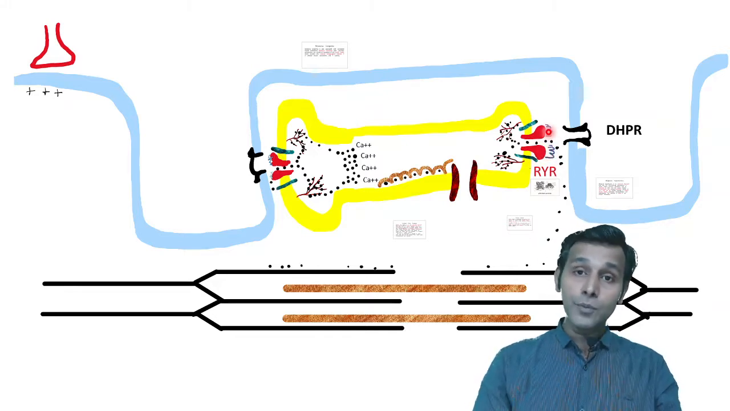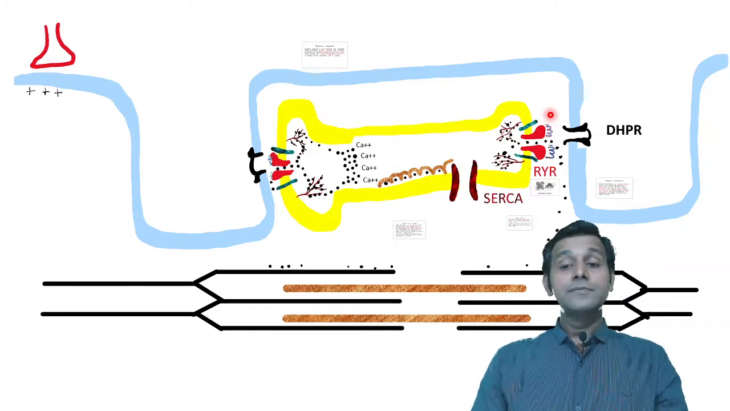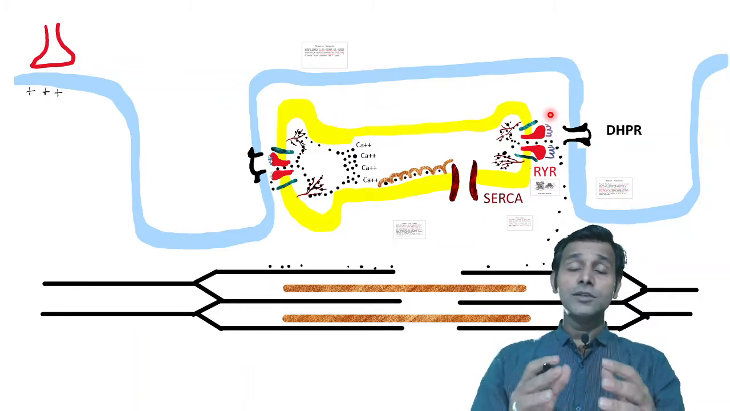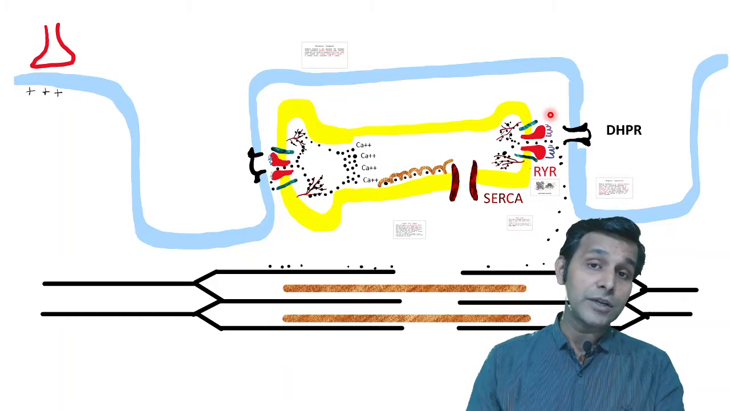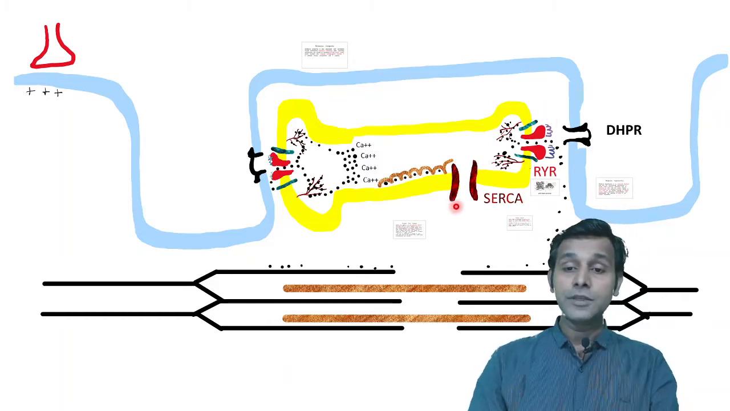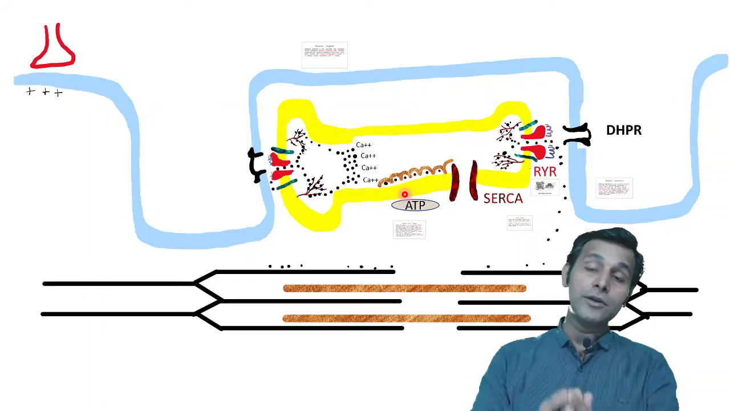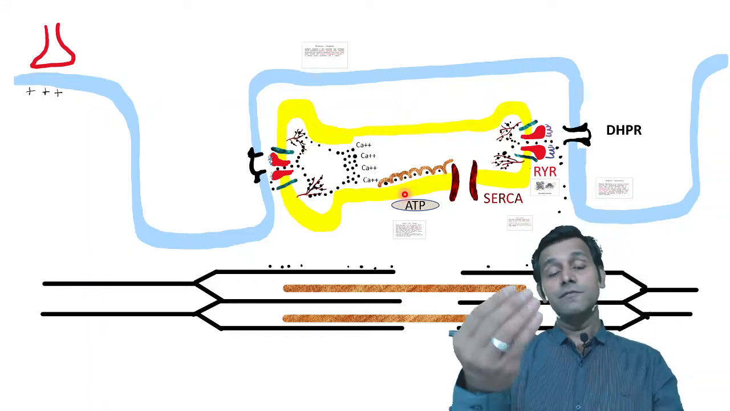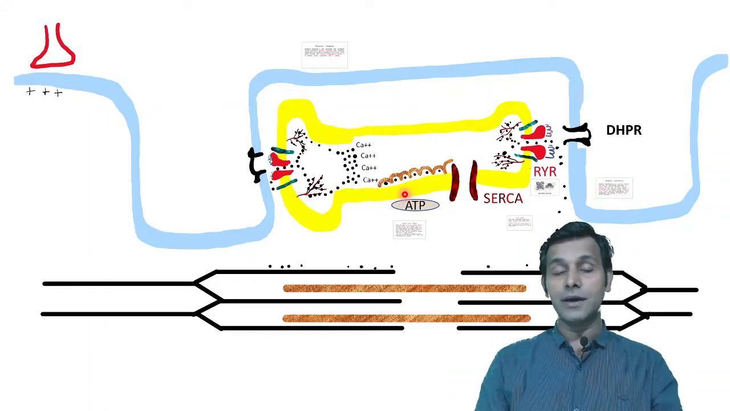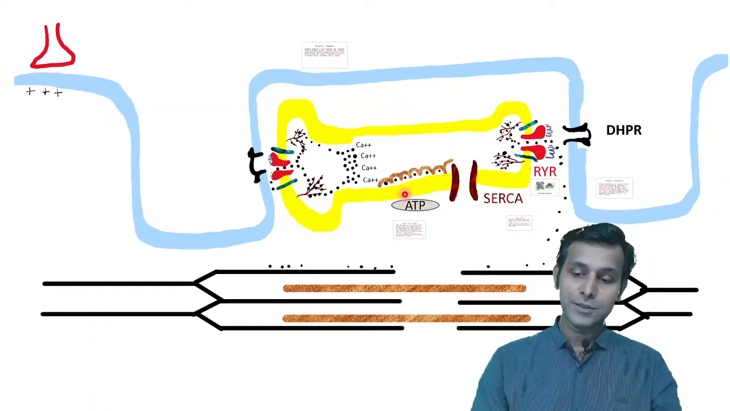Apart from these, there are a few more proteins. The SERCA, which is the sarcoplasmic endoplasmic reticular calcium ATPase, pumps calcium back into the L tubule with the help of ATP supplied from mitochondria. So you have SERCA, which takes the calcium back into the L tubule, and we have RYR, which is responsible for releasing calcium ions from the L tubule into the cytoplasm.